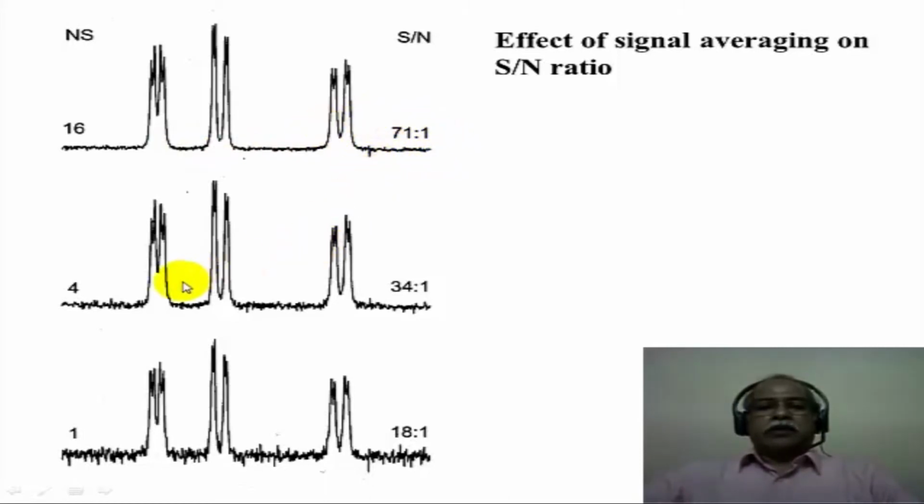This essentially shows that the more scans one averages, the better the signal gets. Noise is random, so it gets cancelled out in the averaging process. As a result of that, you get a better signal to noise ratio by averaging the spectrum over a large number of scans.